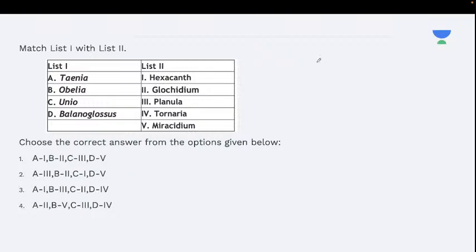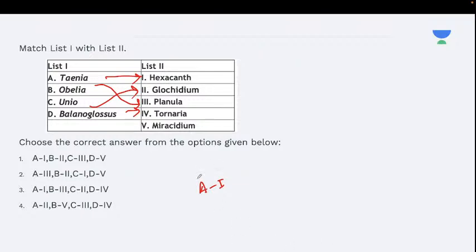Okay. So first of all, A is given as Taenia solium, right? So it's an organism from your Platyhelminthes. So they have hexacanth larva. So A is one. Obelia has planula larva. Unio has Glochidium. Balanoglossus has Tornaria larva. Miracidium is your echinodermata, isn't it?